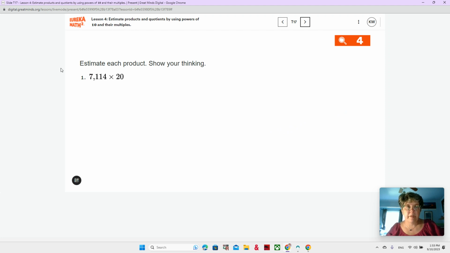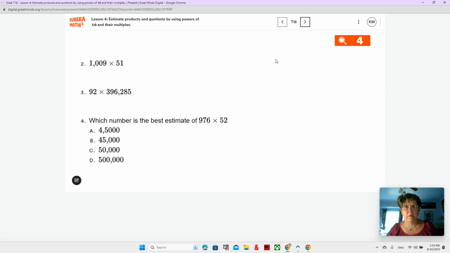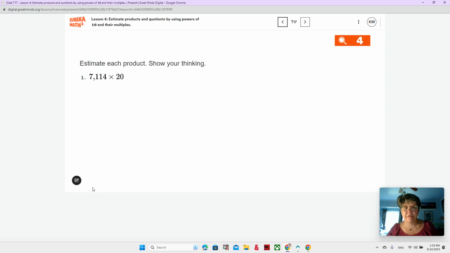So estimate each product. Show your thinking. Now, I know some of you could do this with mental math, but I want you to show your thinking so we can look at the numbers that you're using. Okay, so you're just writing down the numbers that you're using. Okay, let's, oh, I thought maybe it was going to show it, but it's not showing it.